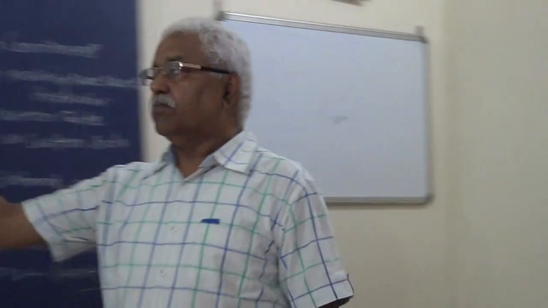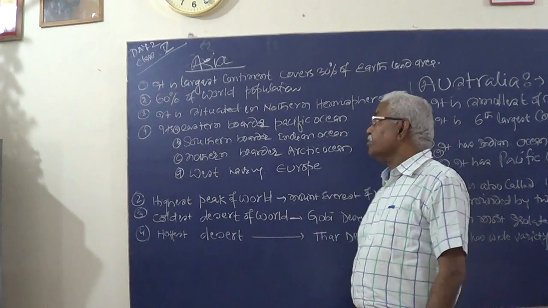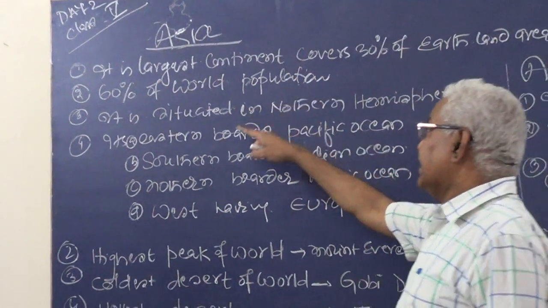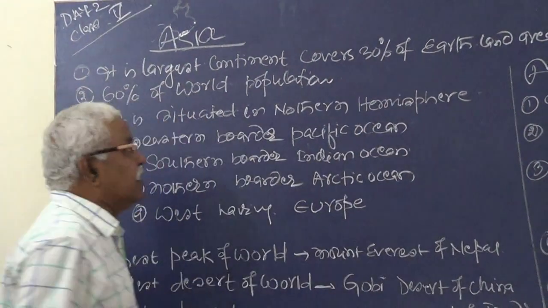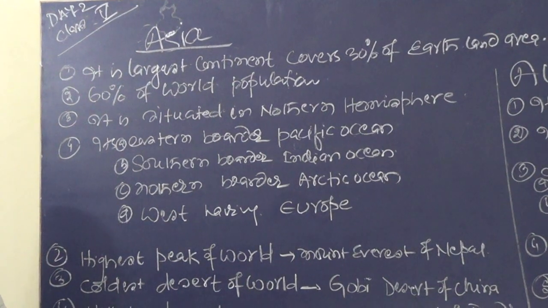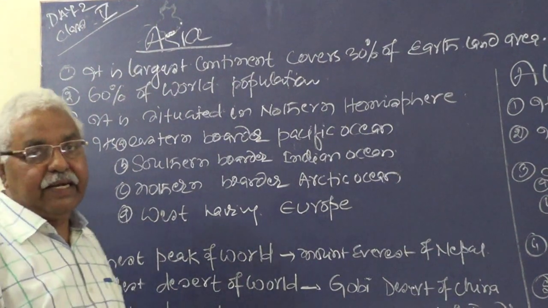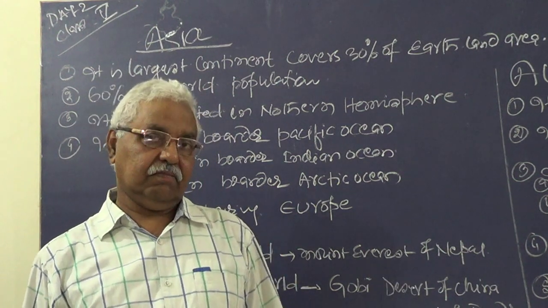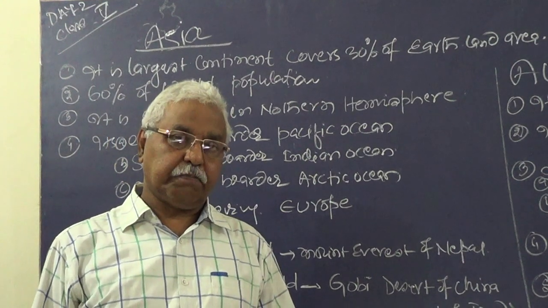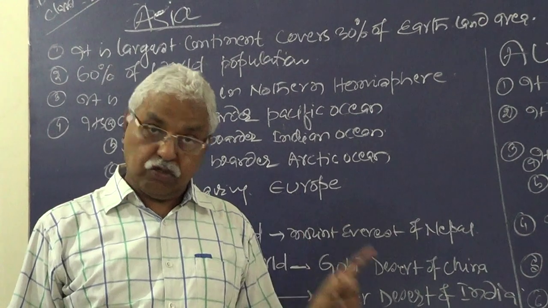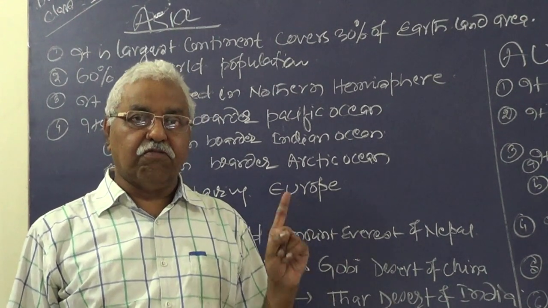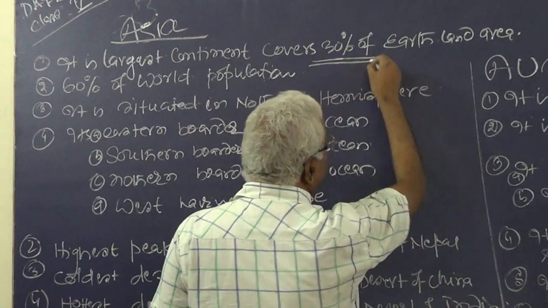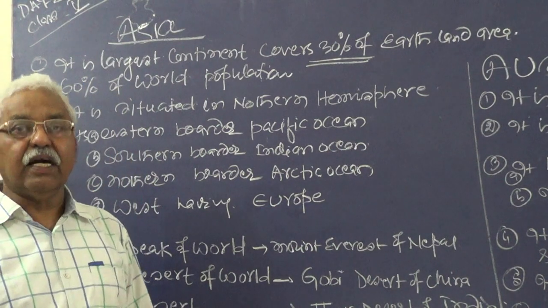Now please come to the museum. Children, Asia is the largest continent, covering 30% of the earth's land area. मतलब अर्थ की जितनी भी लैंड एरिया है उसका 30% इज कवर्ड बाय द एशिया. Now the total area of 30%, remember it, ocean is not included. So the world's complete land area, 30% is covered by Asia, that is our continent.